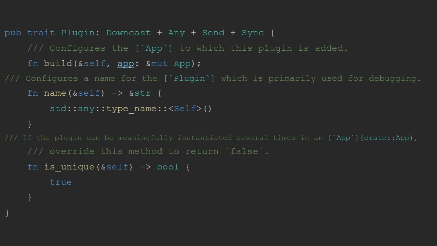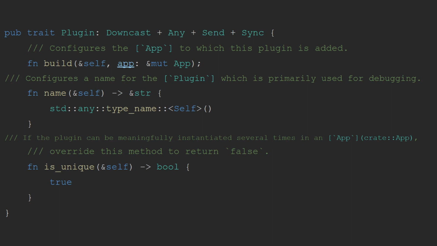This trait has three methods: the name of the plugin, which is used primarily for debugging purposes, and by default is the name of the struct; is unique, which indicates whether it is meaningful to add multiple copies of this plugin. By default, this value is true. You can set it to false if your plugin has non-exclusive configuration that you want to enable by inserting it more than once, such as having a default file path. And finally, the only method that is mandatory to implement for your plugin is the build method.